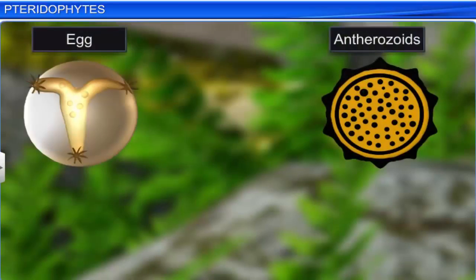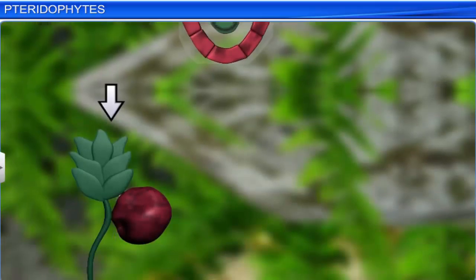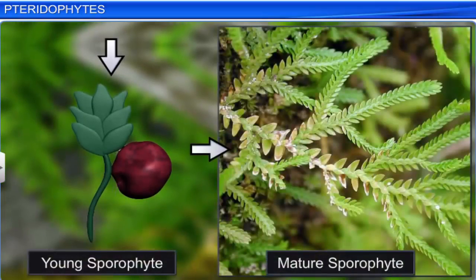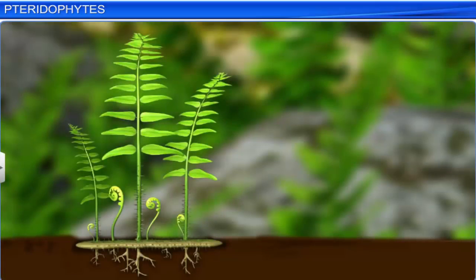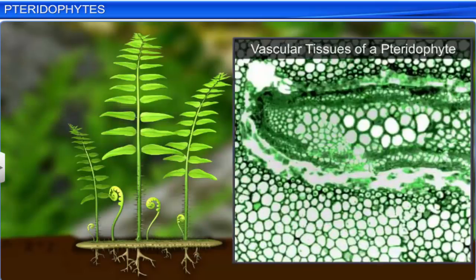The egg and antherozoid fuse to form a zygote, which develops into a young embryo, which then gives rise to a sporophyte. These pteridophytes occupy an important place in the plant kingdom, as they were the first plants to have true roots, stems and leaves, as well as vascular tissues.